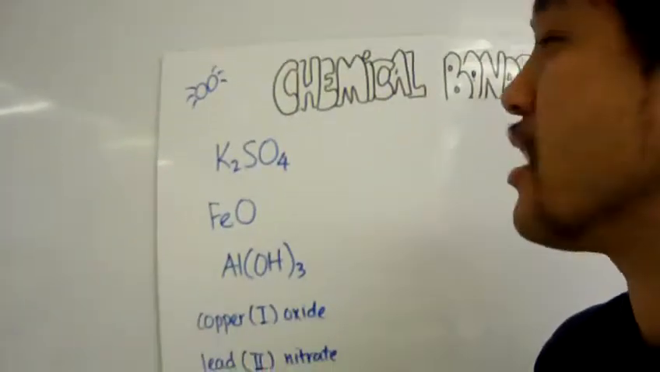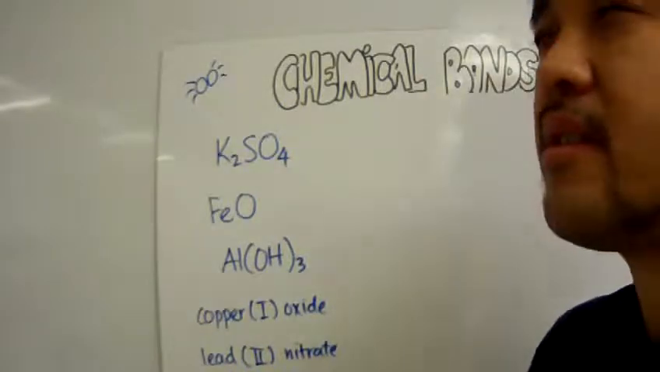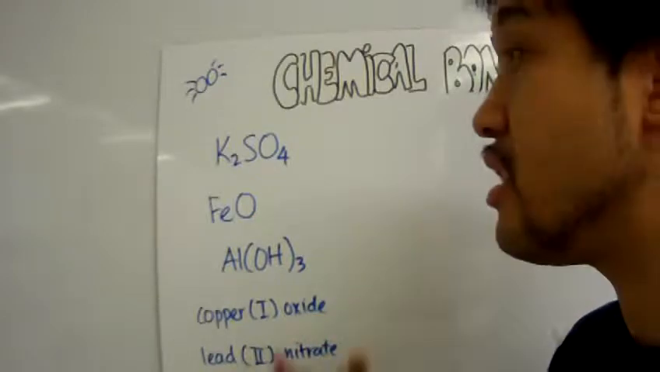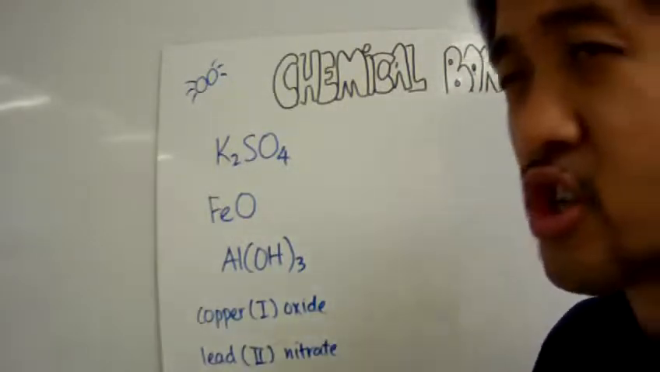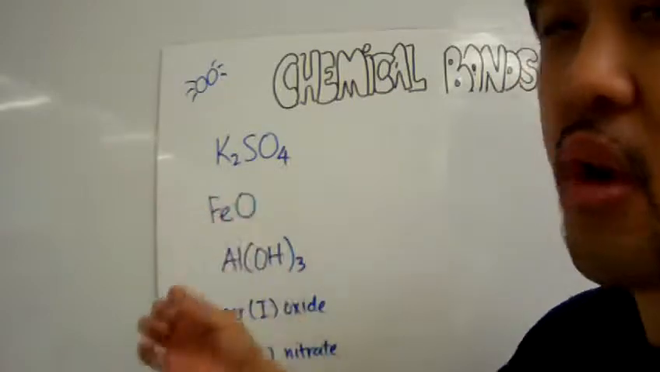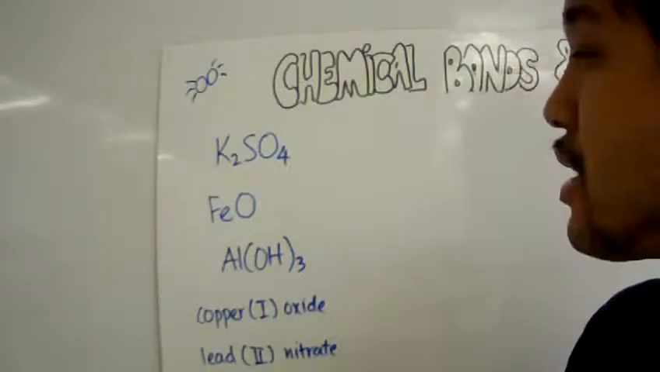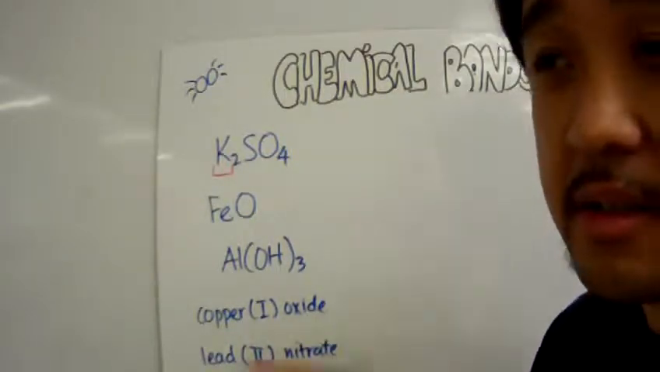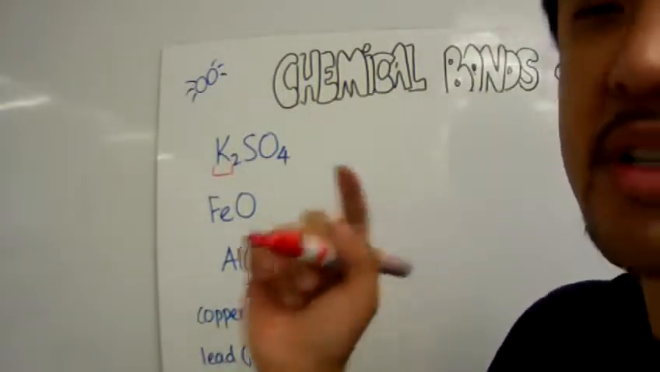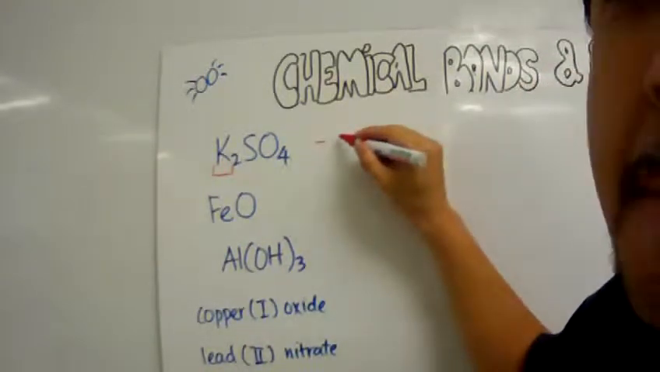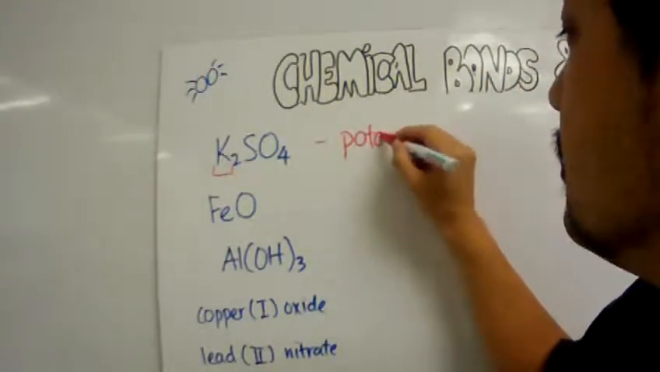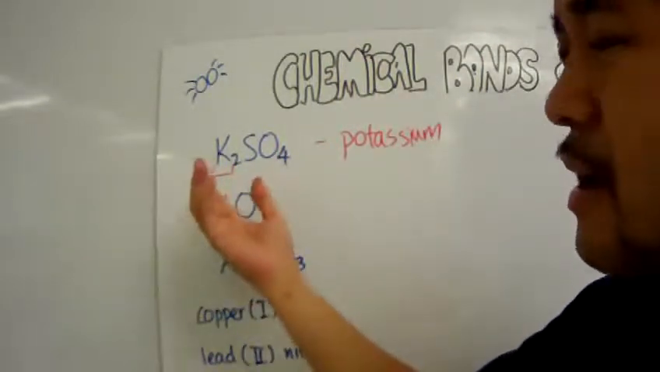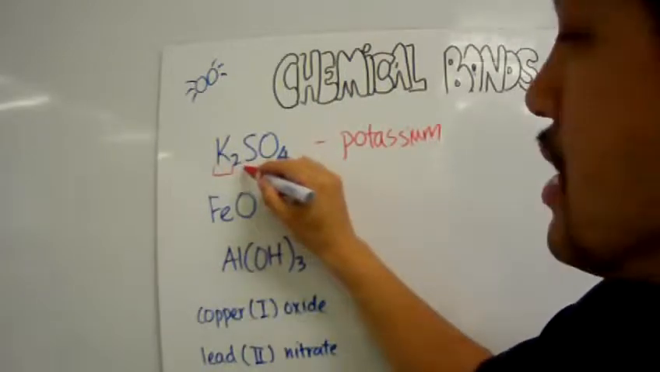What we have here is K2SO4. The first thing you need to do is identify the cations and anions in this formula. Right away you should know that cations are usually written before the anions. So this is going to be the cation. The symbol is K. Look it up in your periodic table, and it happens to be potassium. And if that is the cation, then the rest must be anions.